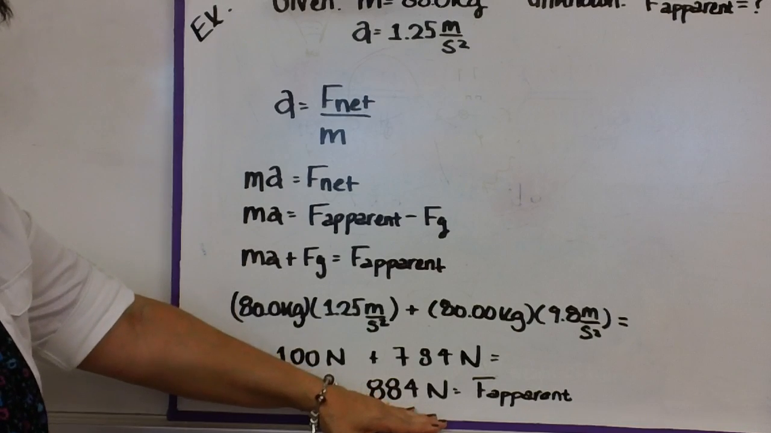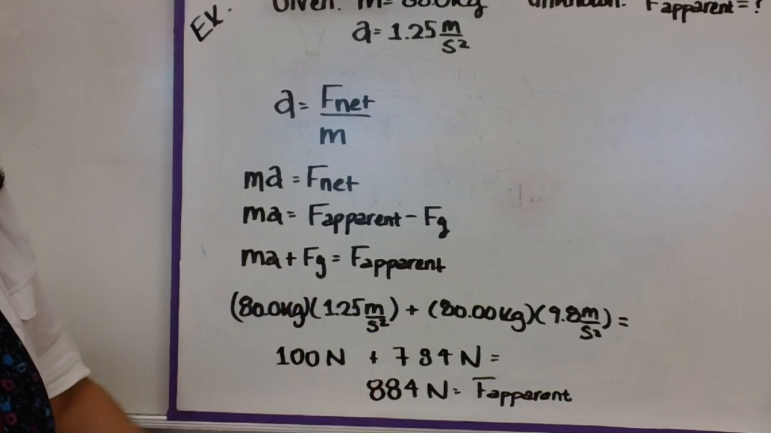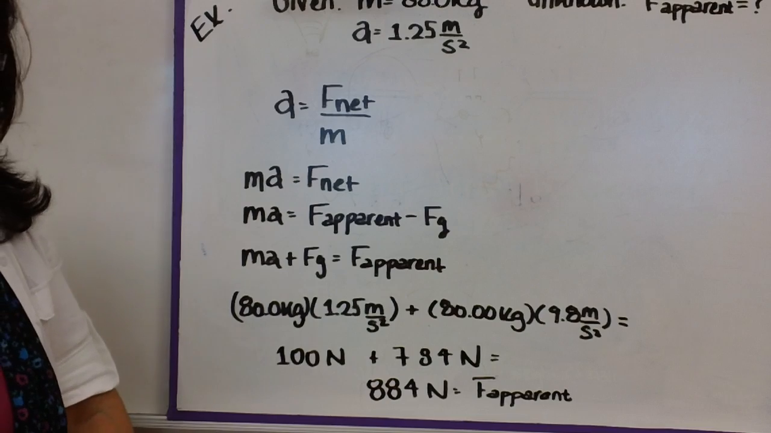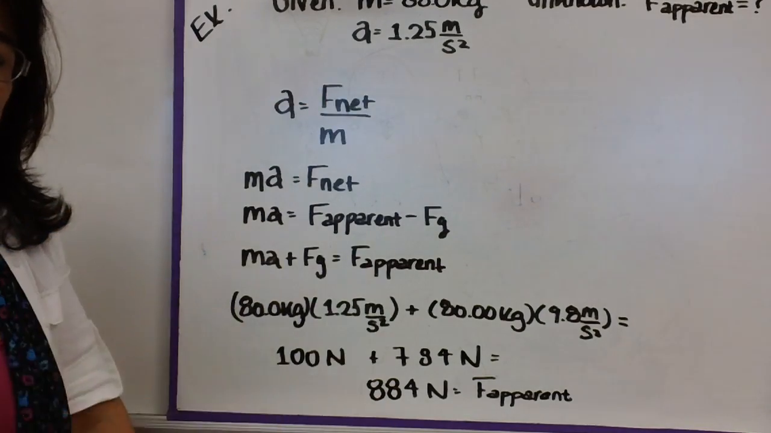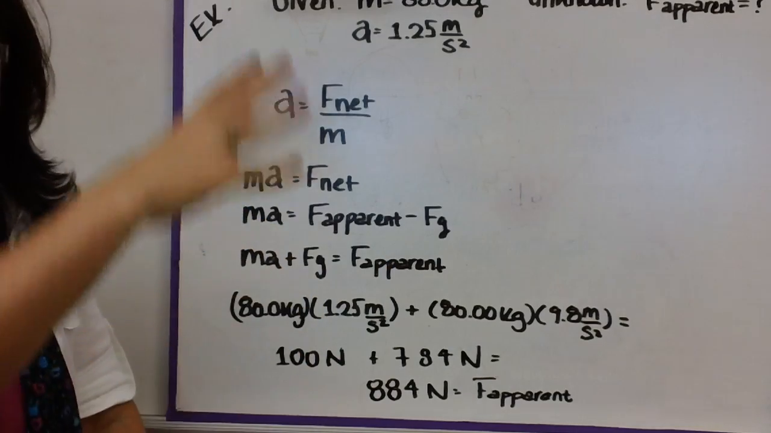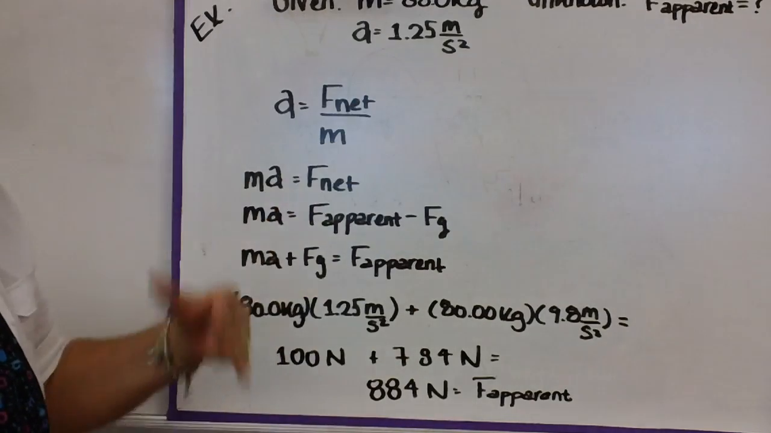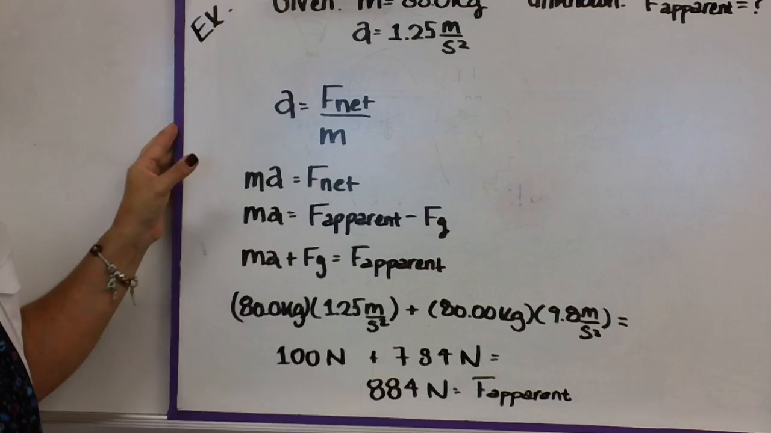So our F apparent is larger than what our weight would be if we were to weigh ourselves in the bathroom. And that makes sense, because as you're going up in an elevator or a balloon, your mass stays the same, but you have an apparent weight, or the weight on the scale, that's going to be larger.